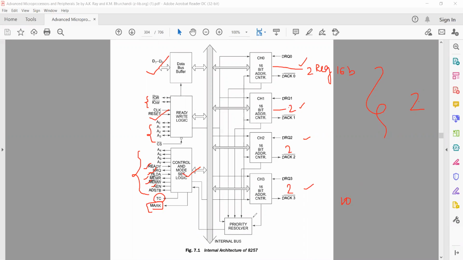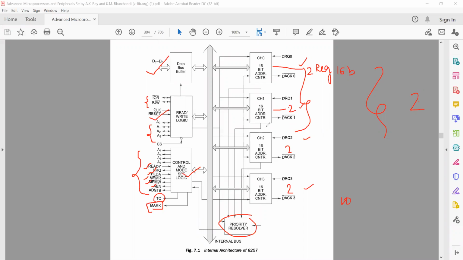And this is the priority resolver. This is very important here. Why do we require this priority resolver? Suppose from channel 0 we have a data transfer, from channel 1 we have a data transfer, and from channel 2 we have a data transfer. Suppose we have 3 devices for data transfer, then out of the 3 devices, which one to choose? Which device has to transfer data first? That is the question, right?